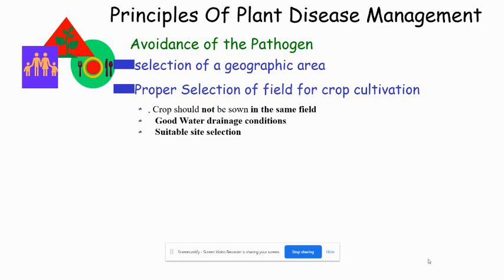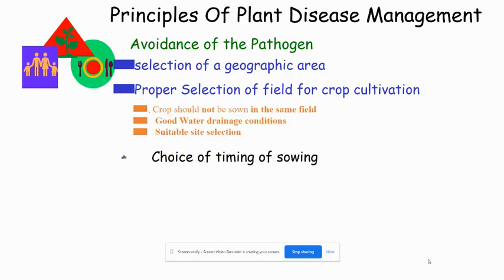We should also keep in mind that the field in consideration should have a proper water drainage system, and there should be no water logging, because water logging and high humidity may favor the occurrence of downy mildew of bajra and late blight of potato, and also the red rot of sugarcane. Site selection is also important. Suitable soil selection can prevent many diseases.